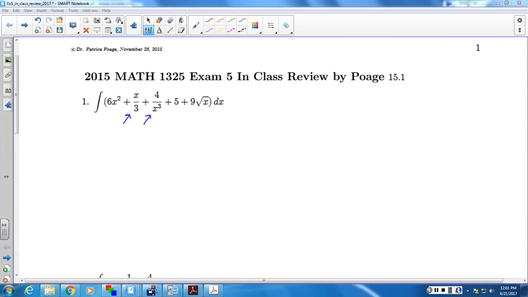This is not a necessary step, but I'm going to go ahead and do it anyway, just so I don't lose anyone. So I'm going to separate it all and say this is the integral of 6x squared plus the integral of x over 3 plus the integral of 4 over x cubed plus the integral of 5 plus the integral of 9 square root of x. And the only reason I did that is so you can clearly see I can pull out constants now.